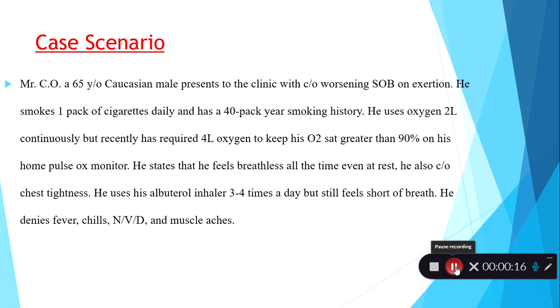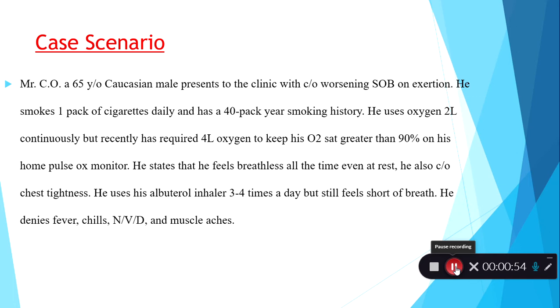I would like to begin by sharing a case scenario with you of a typical COPD patient presenting to the clinic. Mr. CO, a 65-year-old Caucasian male, presents to the clinic with worsening shortness of breath on exertion. He smokes 1 pack of cigarettes daily and has a 40-pack year smoking history. He uses 2 liters of oxygen daily and has recently required 4 liters of oxygen to keep his sats greater than 90% on his home pulse ox monitor.